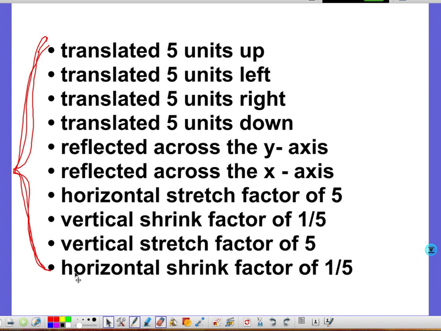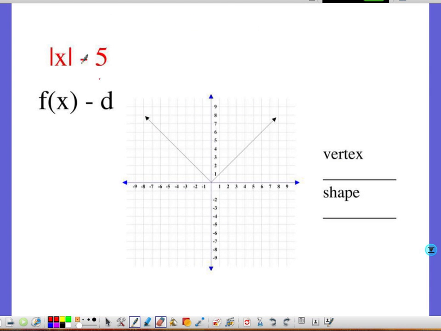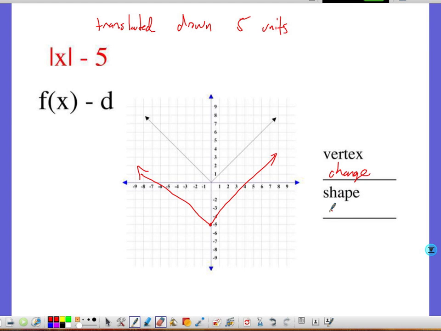So we already used this one. Let's take a look at this one. When you put this in your calculator, it's going to be translated down 5 units. The vertex changes and the shape stays the same.